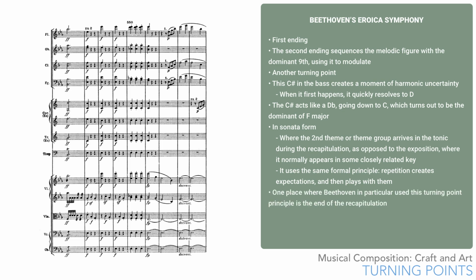And finally, one place where Beethoven in particular used this turning point principle is the end of the recapitulation. In many sonata forms of earlier composers, the composer simply repeats the end of the exposition, now in the tonic key, to end the movement. Beethoven more and more uses this moment to set off a long coda, which acts almost like a second development, so that the ending of the recapitulation becomes more dramatic and intense than the exposition. We've already listened to the end of the exposition previously. Here's the comparable passage in the recapitulation.